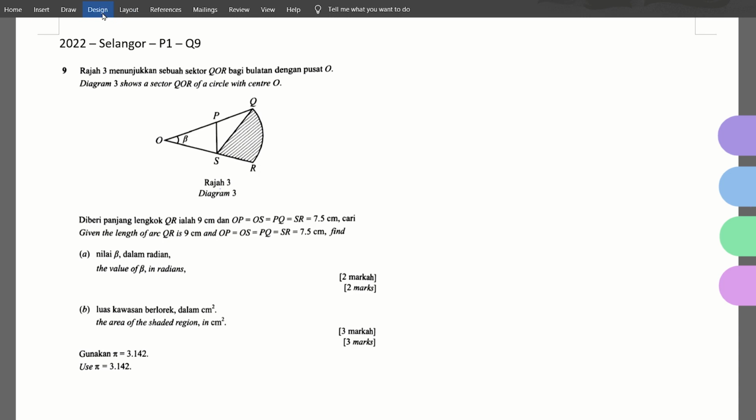So a few things to highlight, which is our step number 1, which is this length of arc QR is 9 cm. Right, so for me, I will usually just put this info inside this diagram first before solving the questions. Okay, so everything here is 7.5. The arc QR is 9 cm.